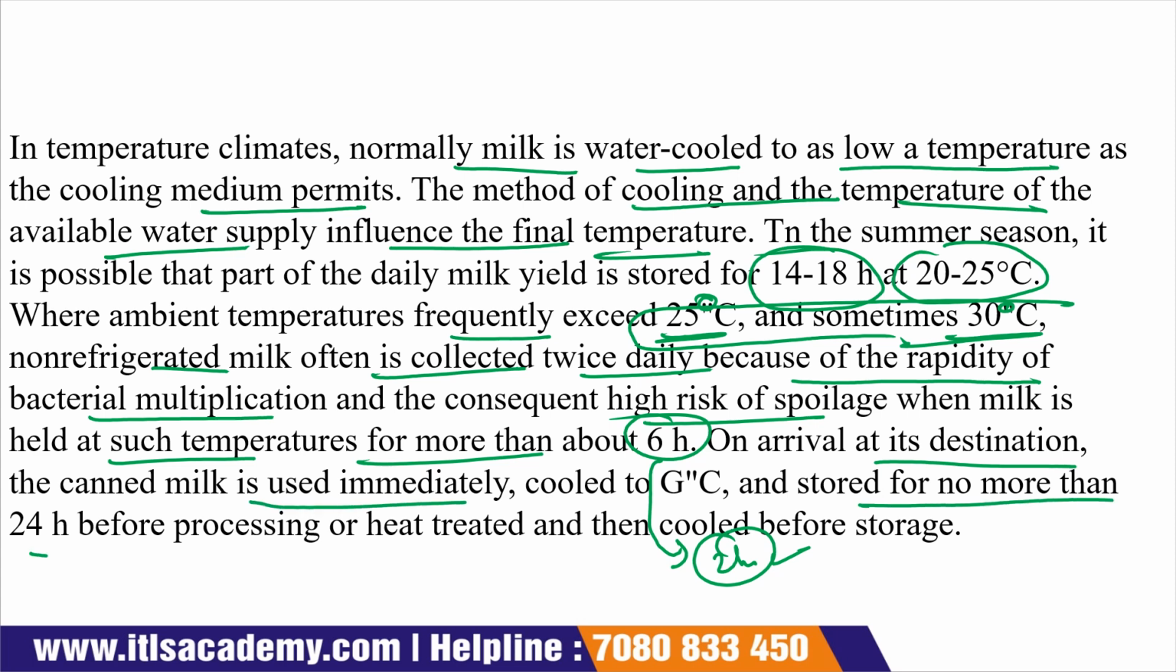On arrival at its destination, the canned milk is used immediately, or cooled and stored for not more than 24 hours before processing, or heat treated and then cooled before storage. So when the milk reaches the destination, the canned milk, the milk stored in a can, is used immediately, or cooled and stored for not more than 24 hours before processing or heat treatment. Within 24 hours the heat treatment starts, and after heat treatment it should be cooled down and then stored.